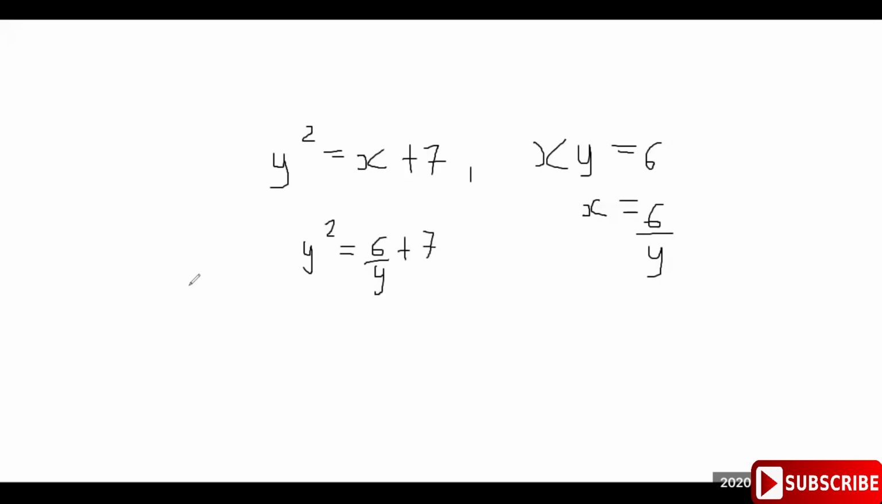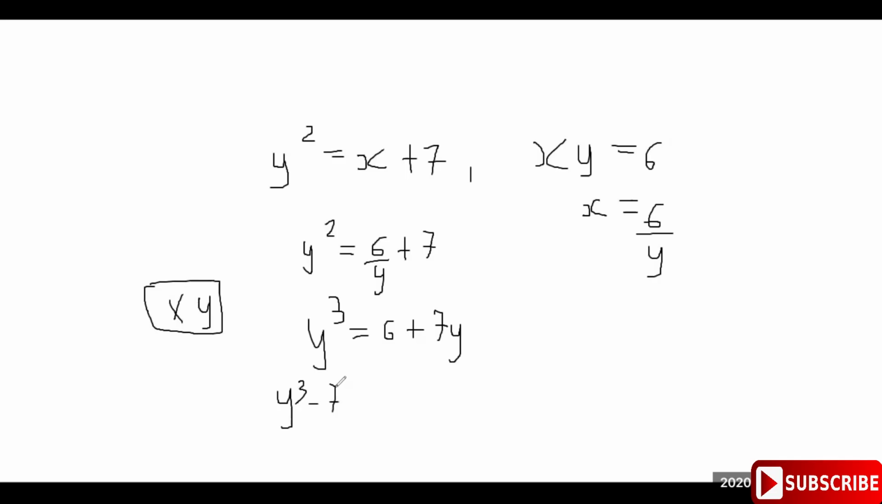So now we can multiply through this equation by y. And so what we're going to get is y cubed is equal to 6 plus 7y. Y cubed is equal to 6 plus 7y. So bring over here now, we get y cubed minus 7y plus 6 is equal to 0.